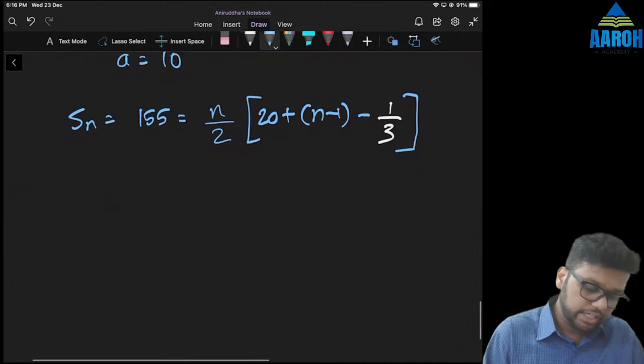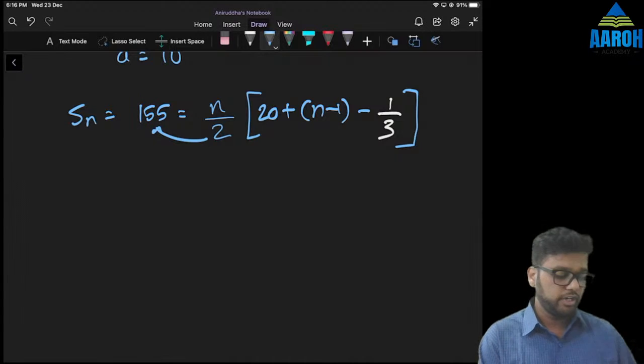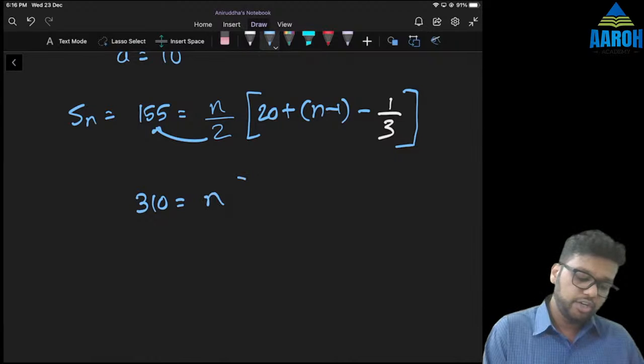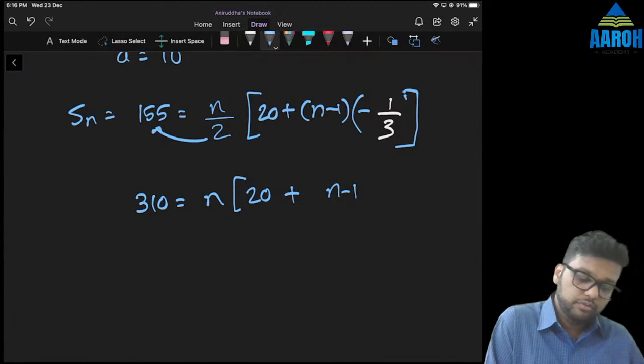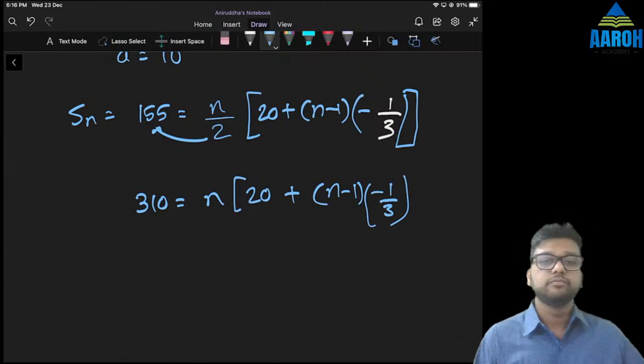Fine. So let's try to solve this. Let's take this 2 here. So 155 into 2 will be what? 310 is equal to n into bracket 20 plus n minus 1 into minus 1/3. Fine.